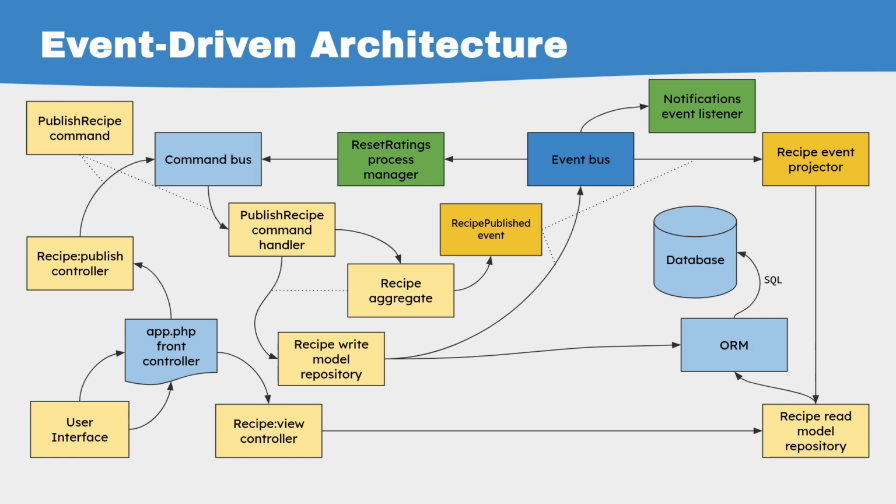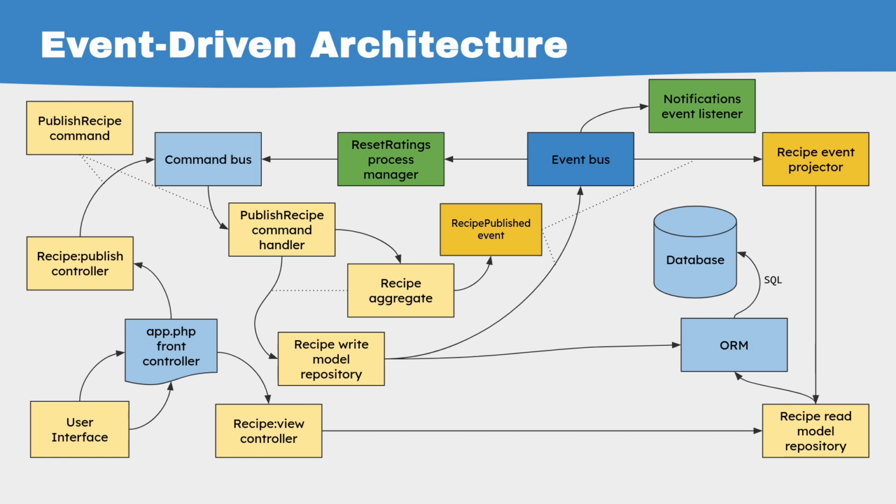We can also add a process manager, where a process manager is just a fancy word for an object that executes business processes by turning events into new commands. So suppose that every time a recipe is published or updated or something, all the ratings that people have provided for that recipe need to be reset. Well, we can add a process manager that just listens to the recipe changed event or a recipe ingredient added event or something, and then just calls reset ratings on some ratings object.